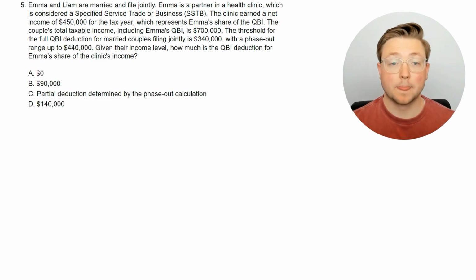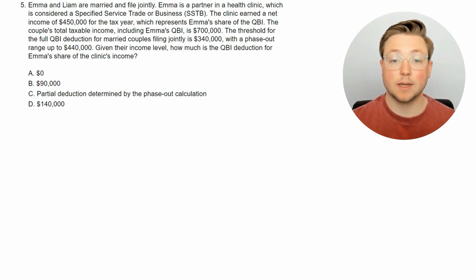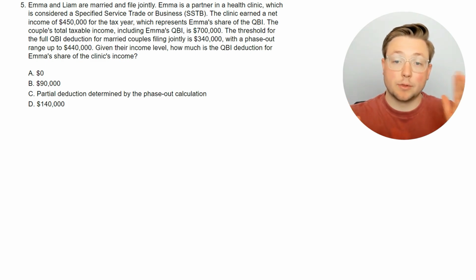Okay, here's question 5. Emma and Liam are married and file jointly. Emma is a partner in a health clinic, which is considered a specified service, trade, or business. The clinic earned a net income of $450,000 for the tax year, which represents Emma's share of the QBI. The couple's total taxable income, including Emma's QBI, is $700,000. The threshold for the full QBI deduction for married couples filing jointly is $340,000, with the phase-out range up to $440,000. So again, the range in this situation is $340,000 to $440,000.